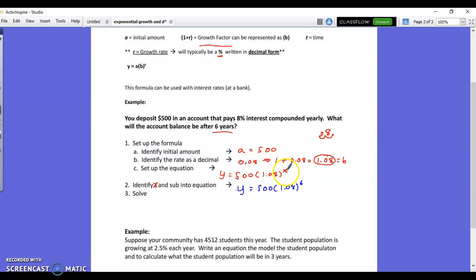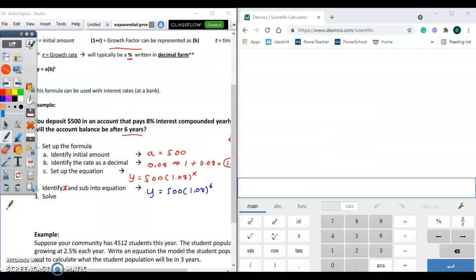And we like to set it up with the x first because I could say, hey, after 2 years, after 3 years, after 20 years, you can do that. So now we're going to take out our calculator. Okay, so now I can type this in here. So 500 times 1.08, and then I'm going to put the 6th power in here.